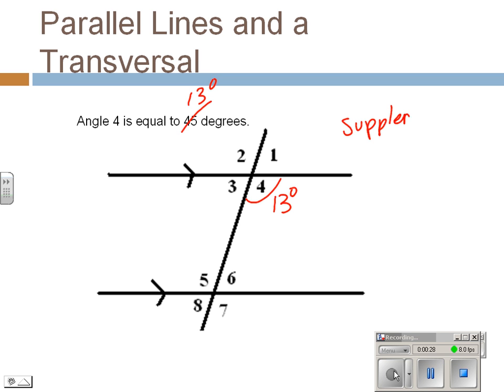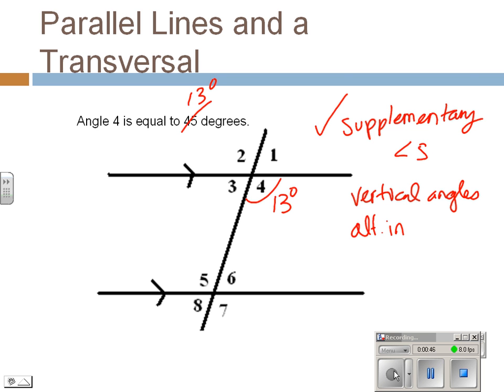So let's use supplementary angles. Once you have used that type of reasoning, don't use it again until you've used all of the others. Then I want you to use vertical angles. I also want you to use alternate interior angles, alternate exterior angles, and let's also use corresponding.